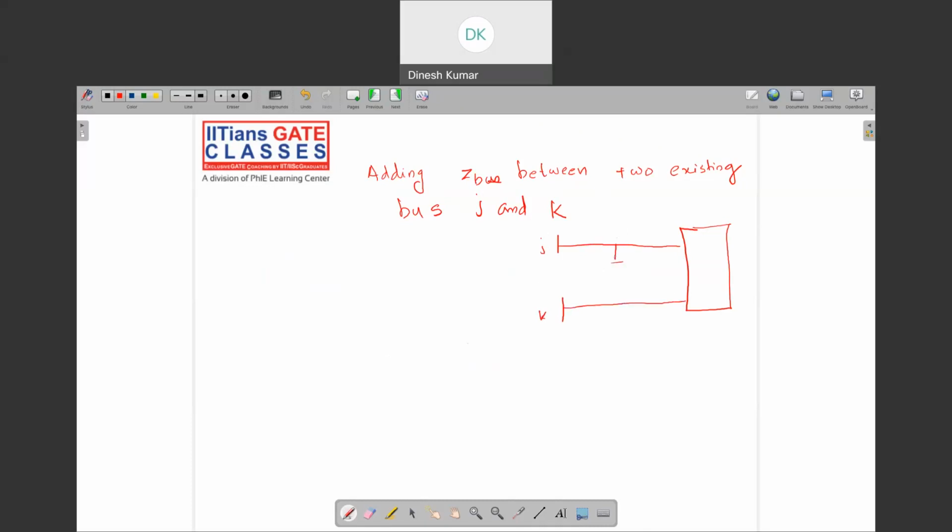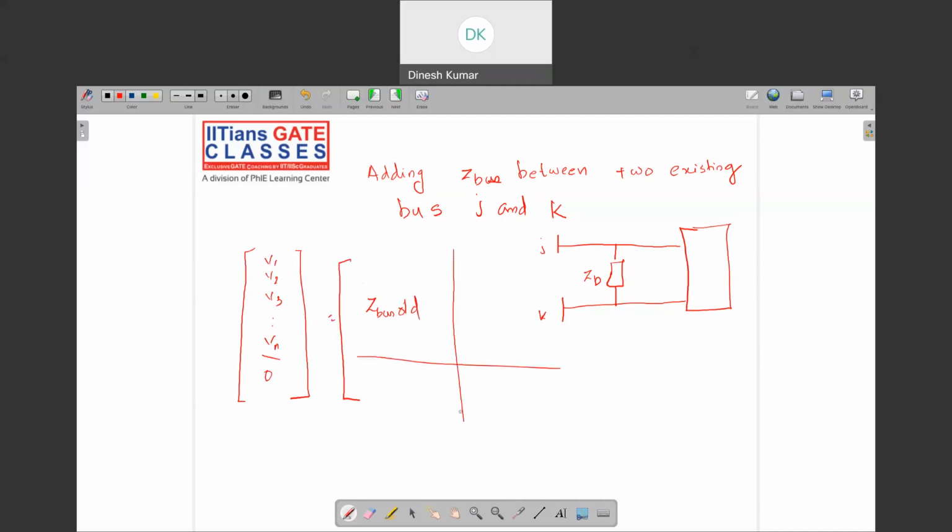Now we are actually connecting a new ZB. So how will the new matrix look like? That's what we have to find. I will be writing V1, V2, V3, etc. up to Vn, then 0, because no new buses are connected, so the dimension cannot increase. So Z bus old. Then here it will be ZB, what we are actually connecting here.